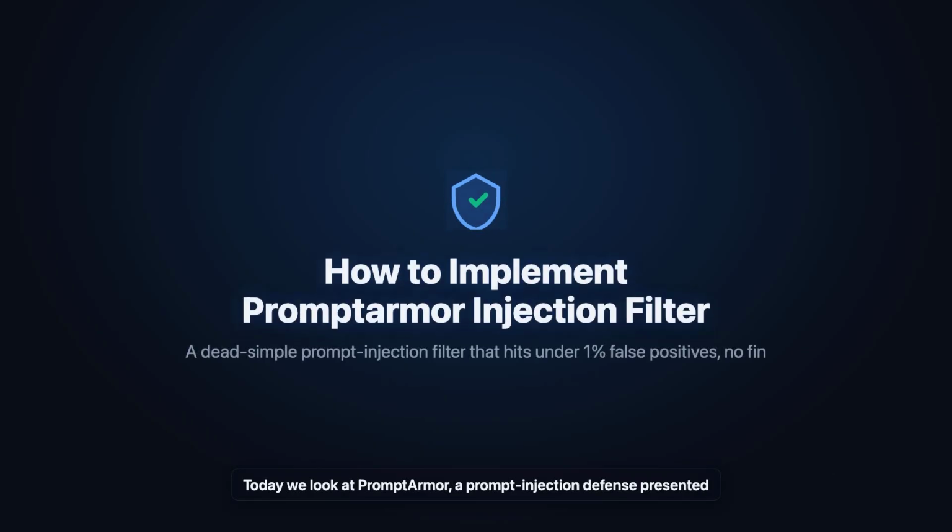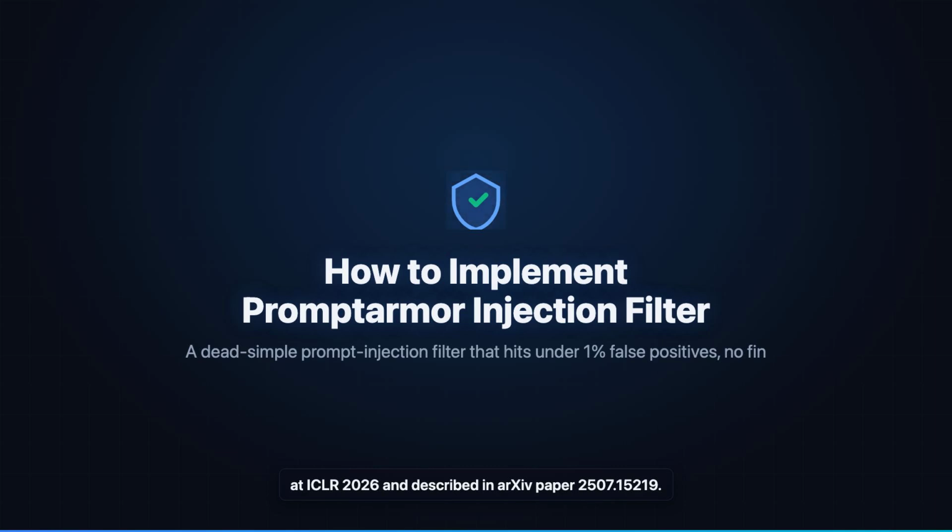Today we look at Promptarmor, a prompt injection defense presented at ICLR 2026 and described in the arXiv paper 2507.15219. Promptarmor uses an off-the-shelf large language model as a dedicated preprocessor that detects and strips injected content before it ever reaches the agent. With GPT-4o, GPT 4.1, or O4 Mini, the authors report false positive and false negative rates below 1% on AgentDojo. In the next few minutes, we cover what it is, how it works, and how to apply it.